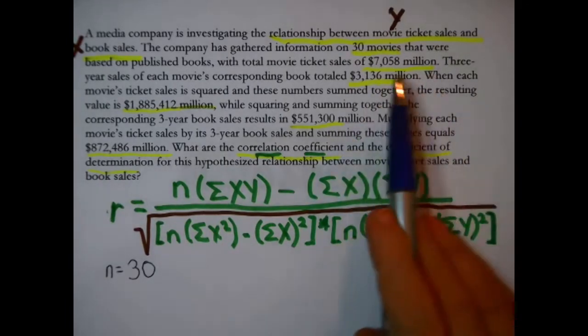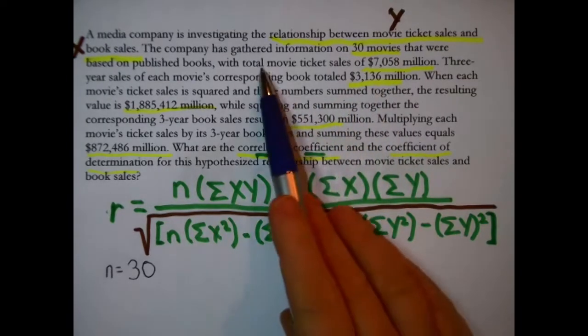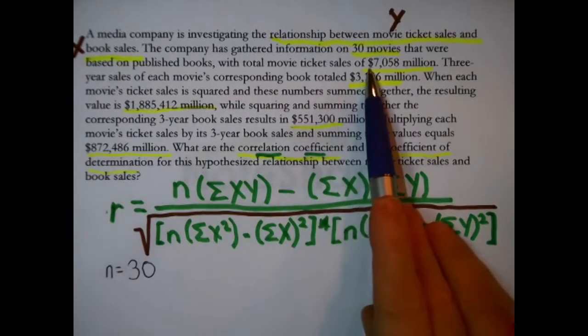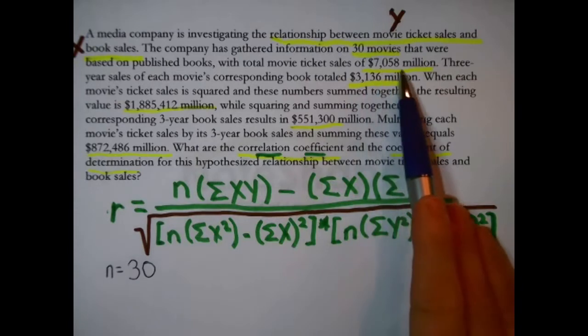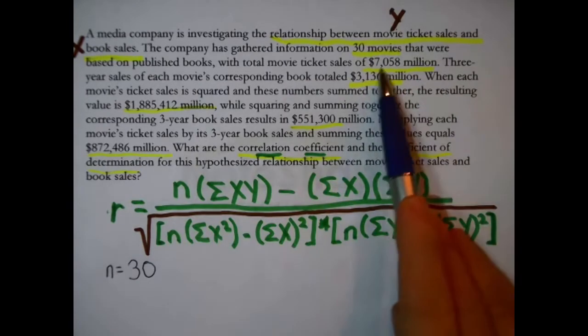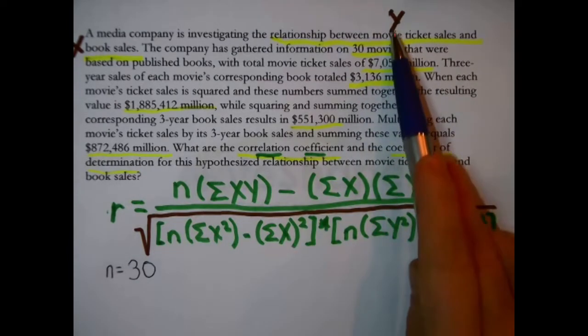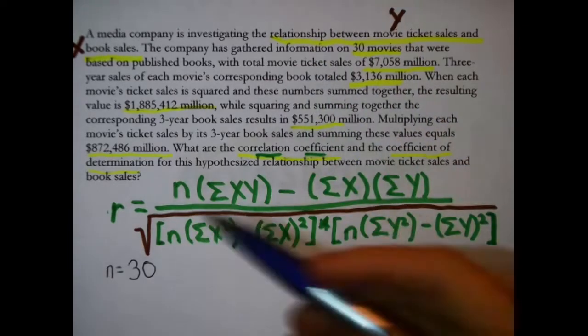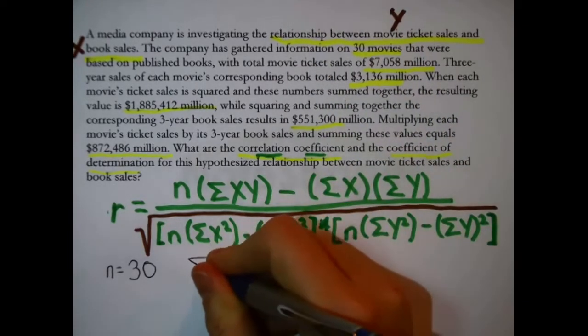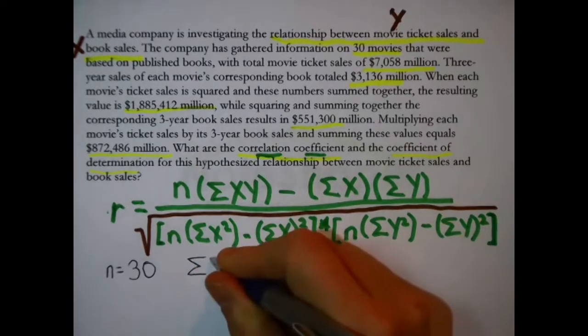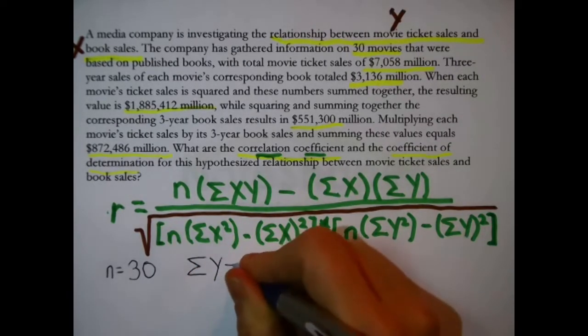Now, let's keep going here. Total movie ticket sales were 7,058 million. Wait a minute. Movie ticket sales are Y. Total movie ticket sales, add them up, that's sigma. We just found the sum of Y.